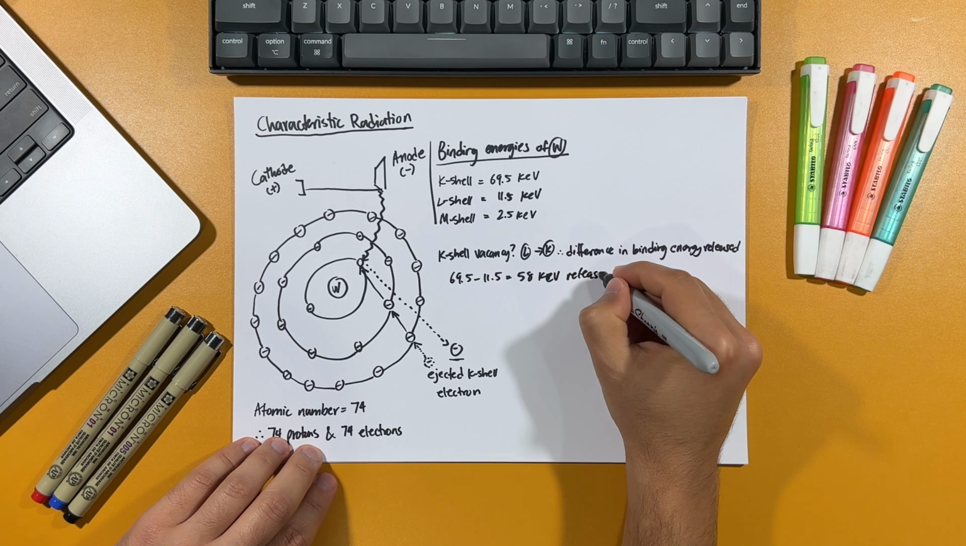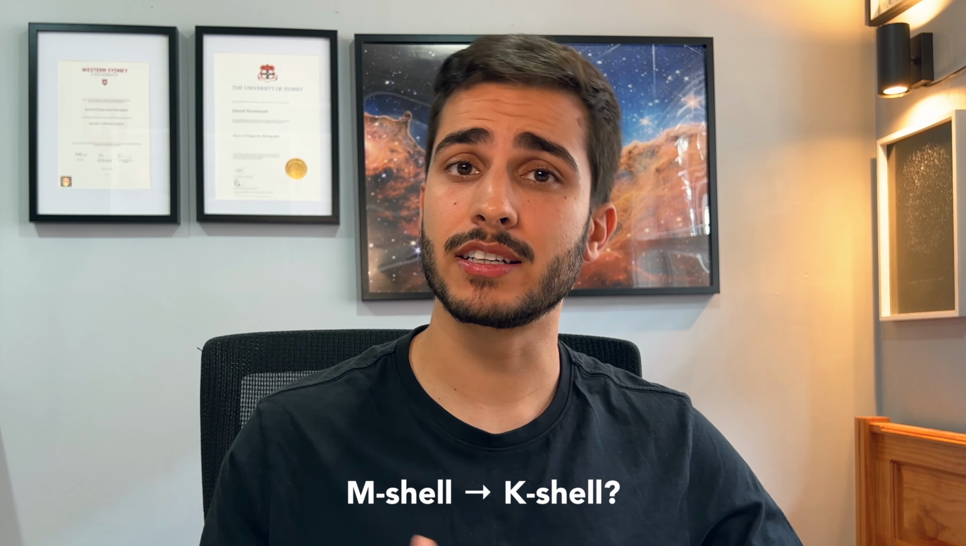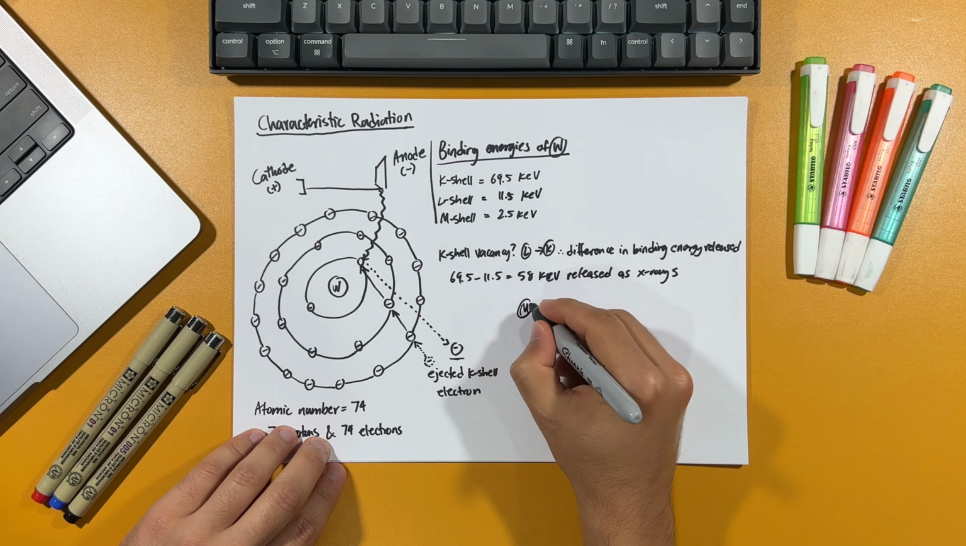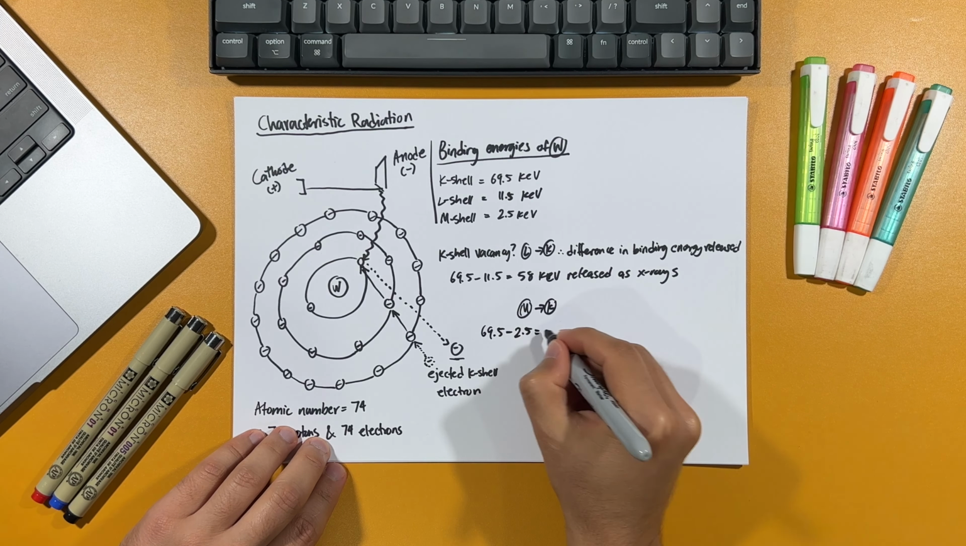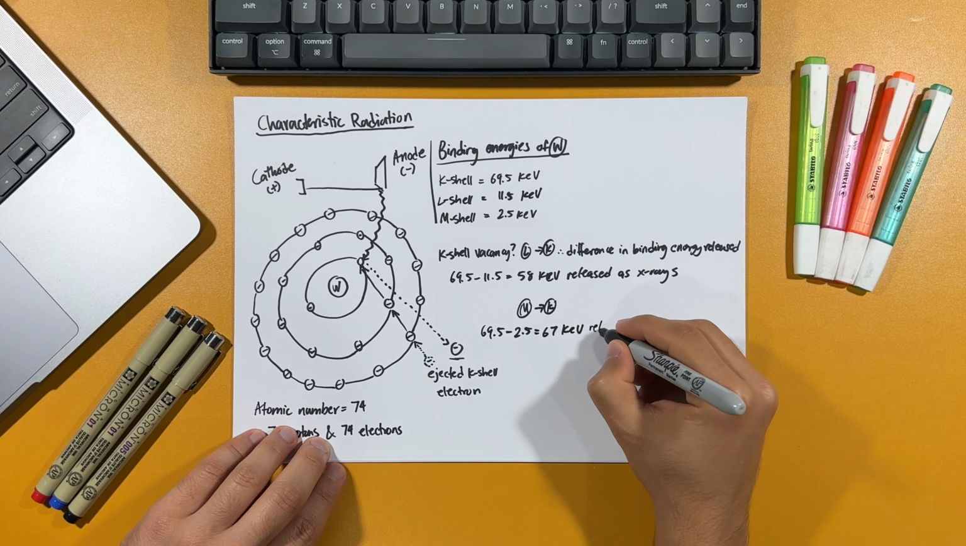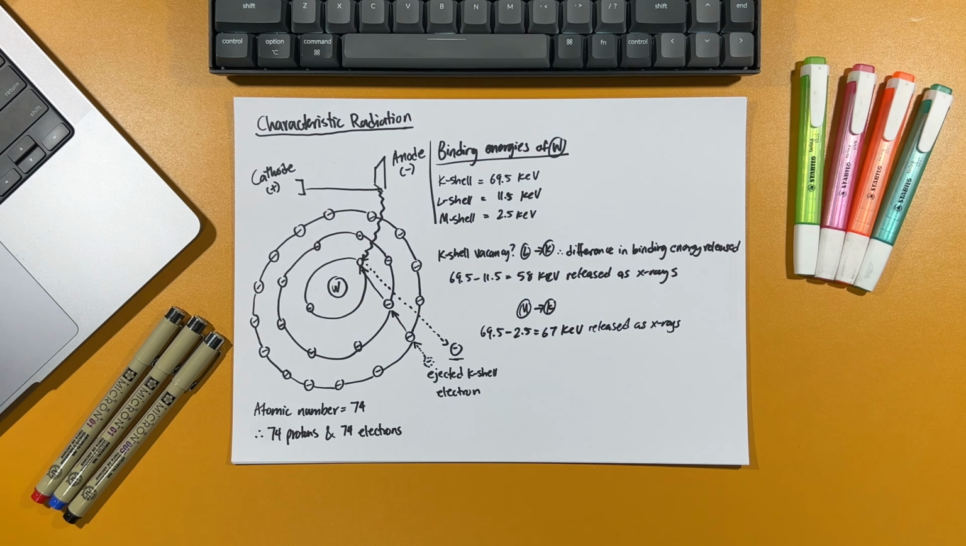Now this 58 keV of energy is released in the form of an X-ray, but sometimes you may get an electron from the M shell moving down into the K shell. If we do the math, we see that the difference in binding energy between the M and the K shells is about 67 keV, that is 69.5 minus 2.5. This 67 keV also gets released in the form of an X-ray.